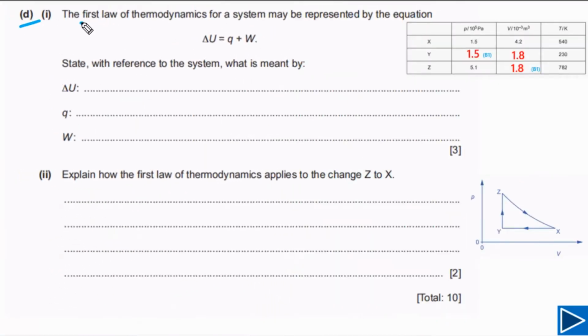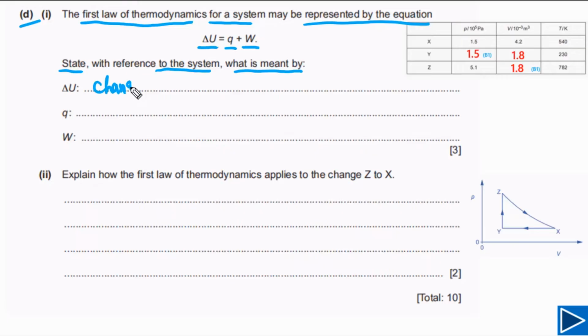For D, it is given to us that the first law of thermodynamics for a system may be represented by the equation delta U is equal to Q plus W. We need to state, with reference to the system, what is meant by these symbols. First one is delta U. Delta U simply is the change in internal energy of the system. So this is how you can write it, change in internal energy of the system. You can even say increase in internal energy of the system. It can be positive or negative.